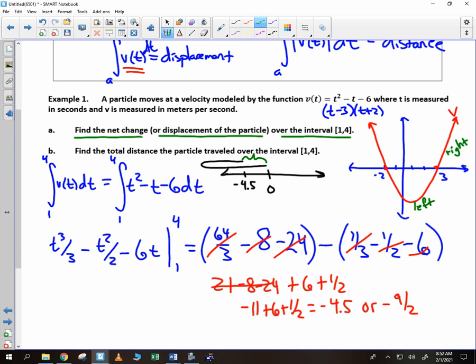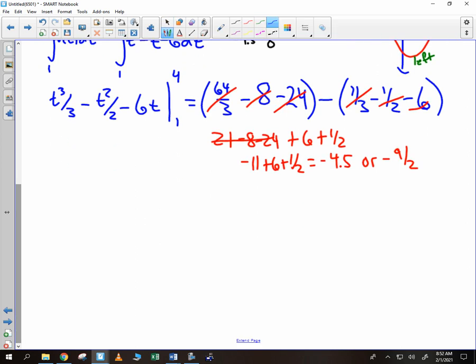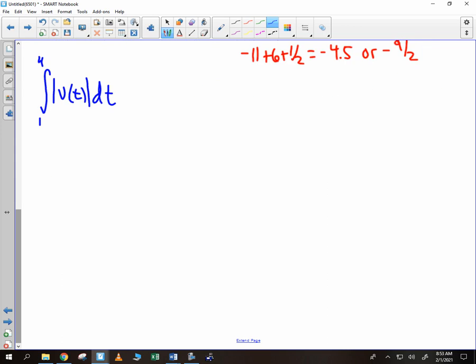Now, we would actually like to find the total distance. Now, this may seem challenging to think about, but it's really not bad at all. What we do is we do the integral from 1 to 4 of the absolute value of v of t dt. And in other words, what we do is we find where we have distance to the left and we add that to distance to the right.